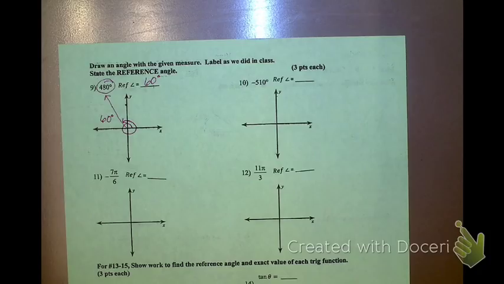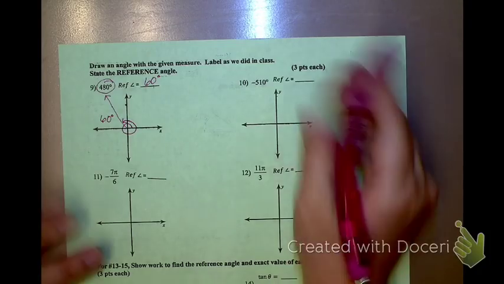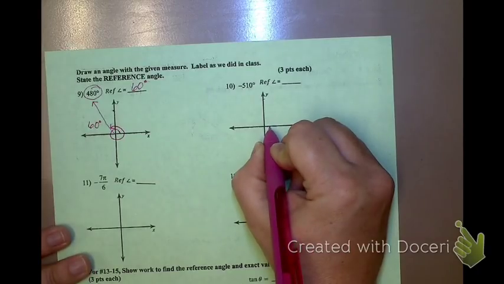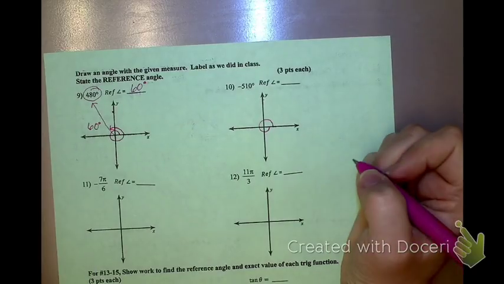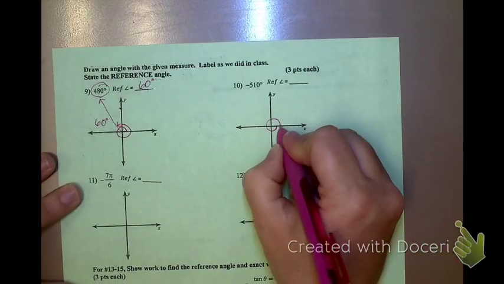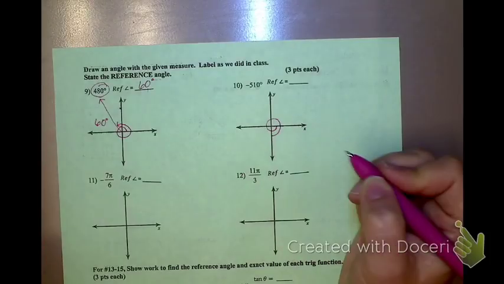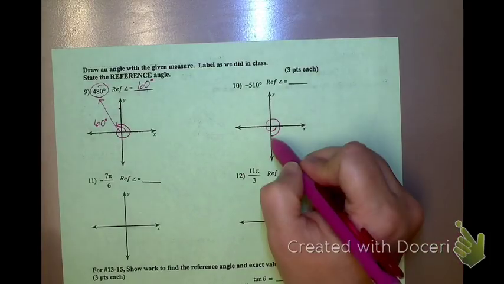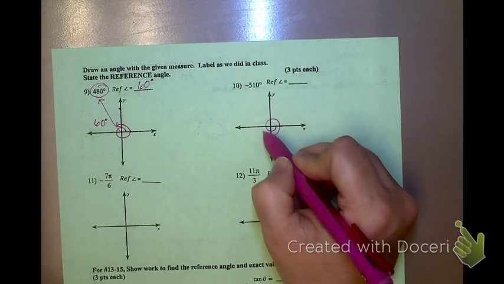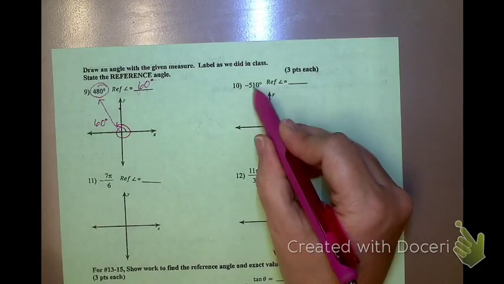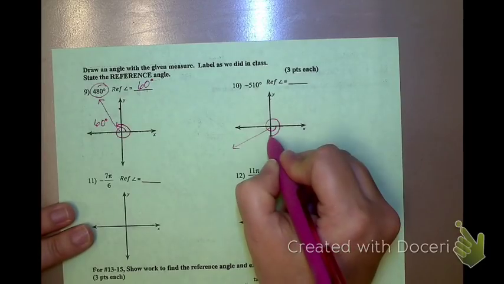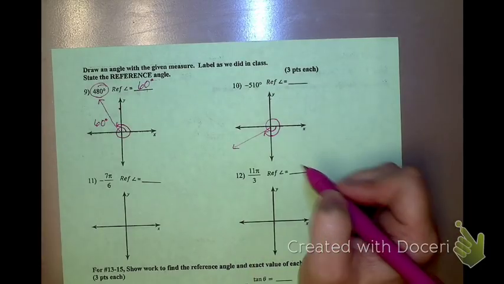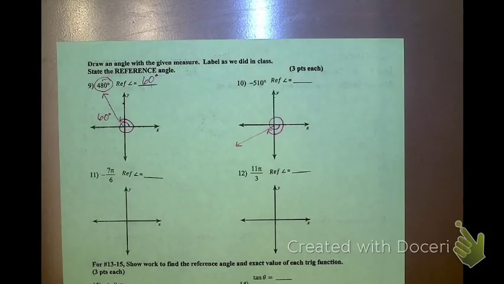Reference angle here for negative 510 degrees. It is negative. What does that tell me? It's starting off going this way. 510 is more than 360, so I know I'm at least going there. From the last problem, I know that an additional 90 degrees takes me to 450, correct? What does an additional 90 degrees take me to? 540. I don't need to go quite to 540, do I? I need to go a little bit less than that. So I'm going to draw my terminal side and finish off my angle. Please put an arrow there. Please put an arrow there.